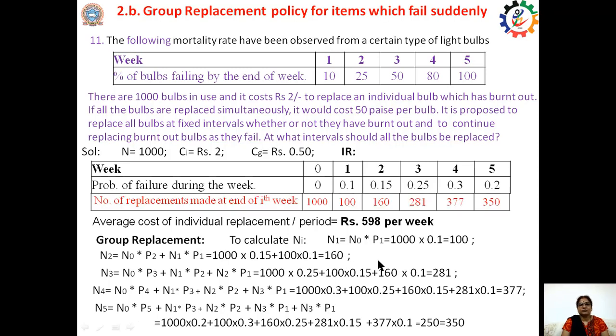This I have added now, all these values only, they are listed in this table. Number of replacements made, replacement of bulb made at the end of ith week. 0th week no replacement because no failure. First week 100 got replaced, second week 160 got replaced, third week 281 got replaced. These many bulbs got replaced as per individual scheme. That means in the first period itself 100 got replaced, 100 got failed. Actually group replacement duration is, say for example, if it is 4 weeks, bulbs we don't know, unpredictable, in the first week itself they may fail.